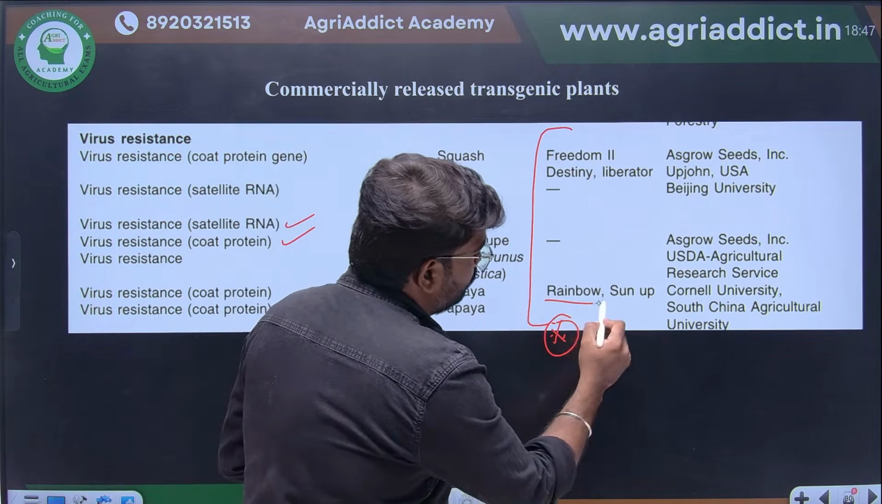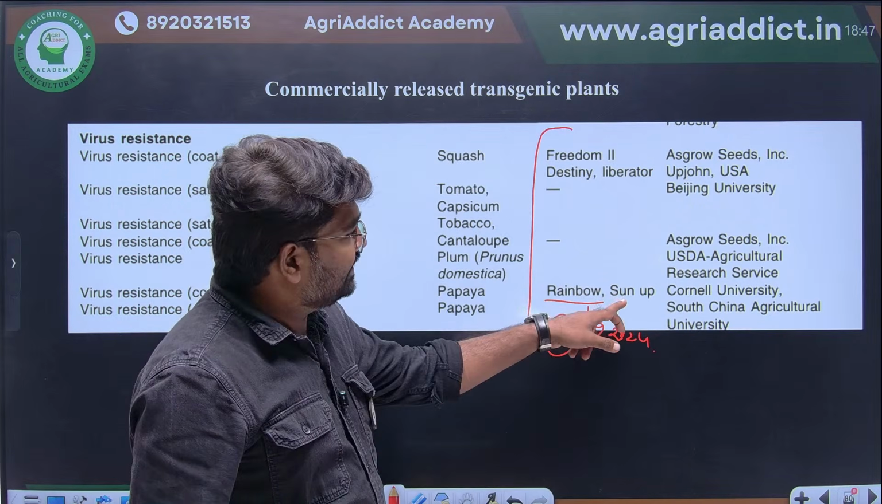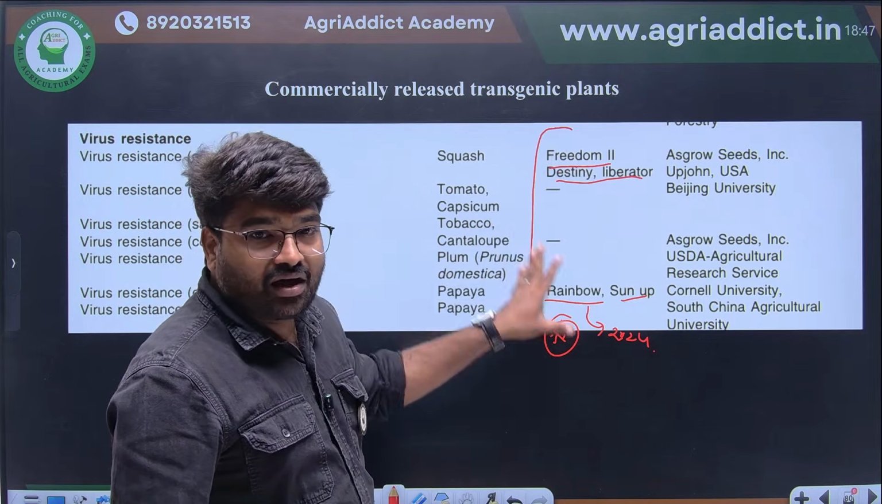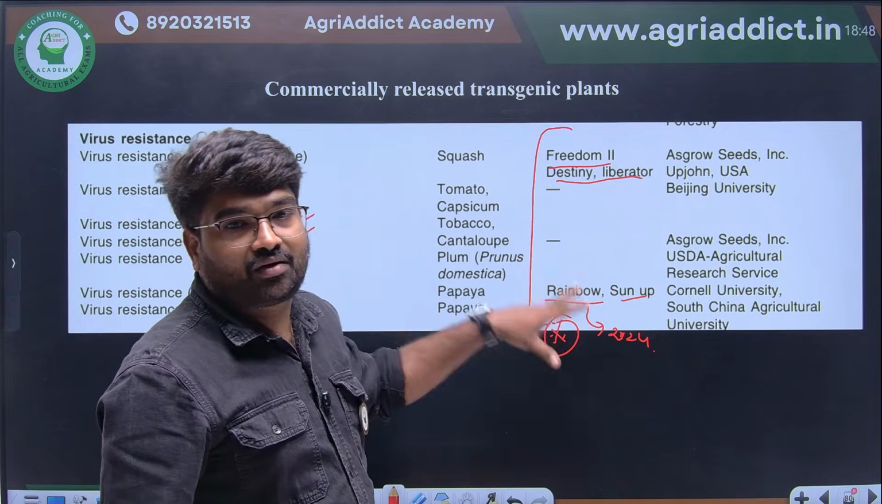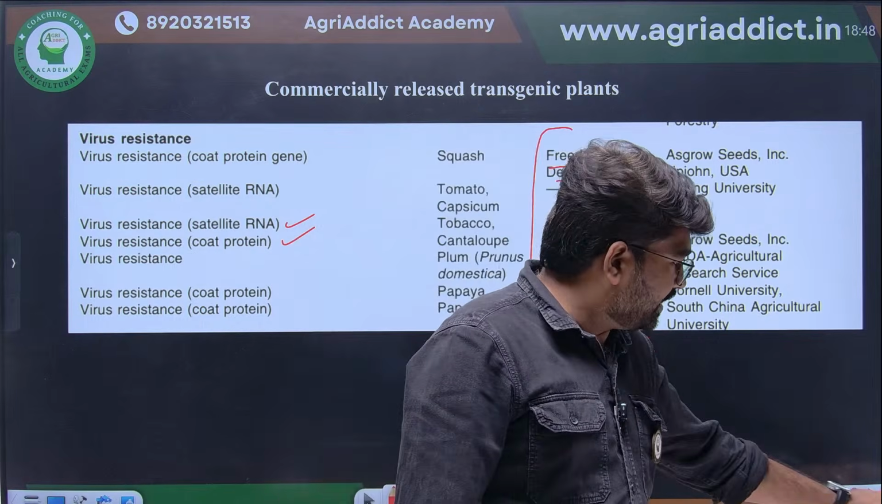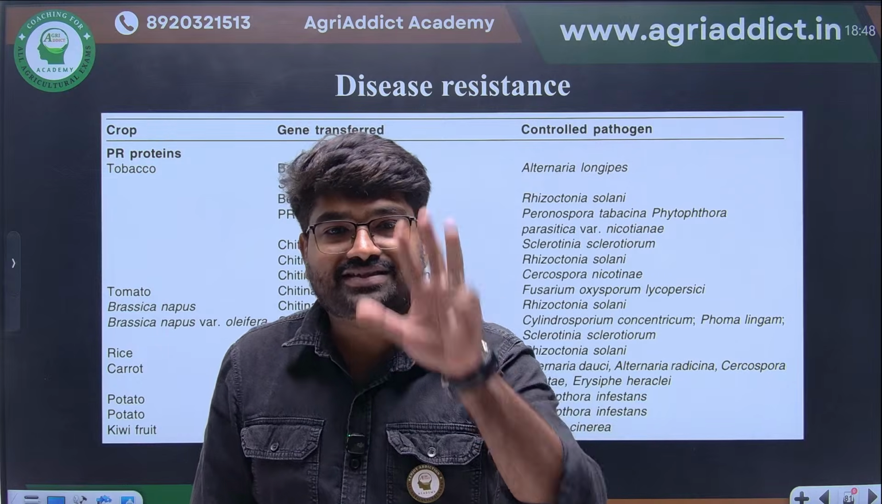I already told you, they have asked this in 2024. Rainbow and SunUp, Freedom 2, Destiny and Liberator. These are all viral resistant crops developed.